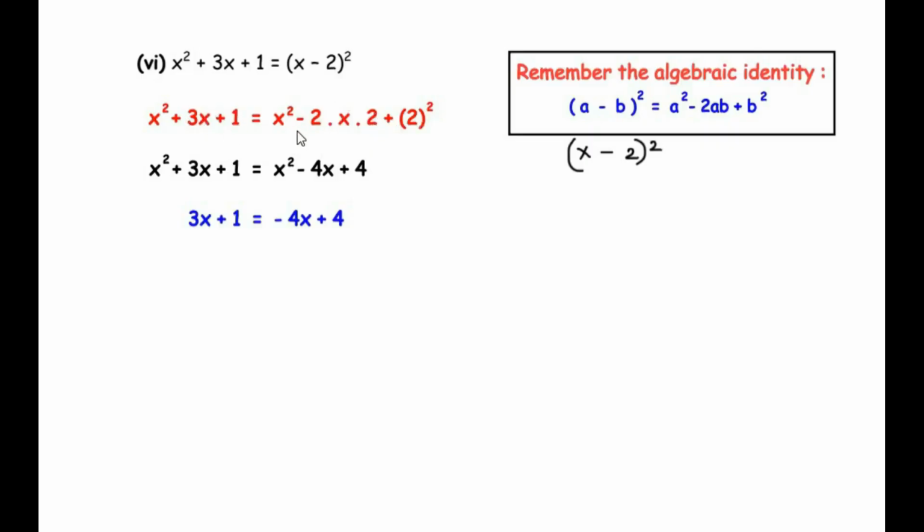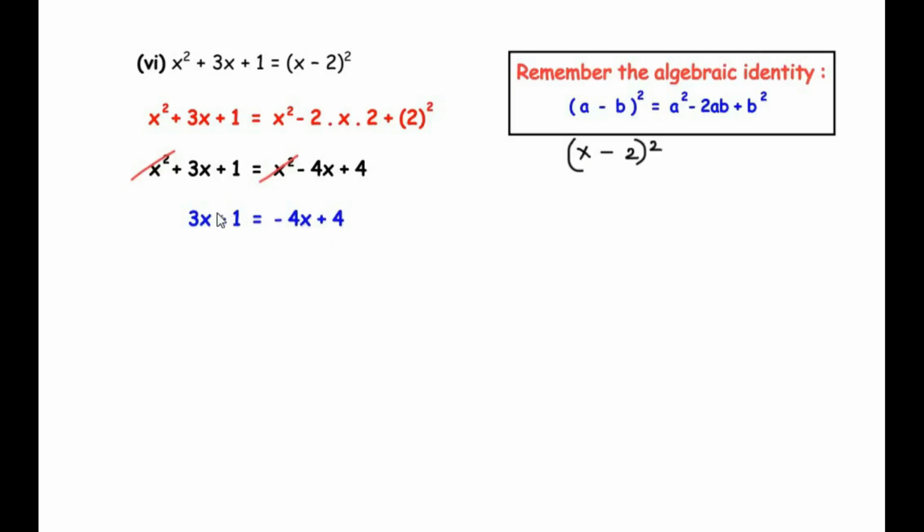Now simplifying this we get x² + 3x + 1 is equal to x² - 2 times x times 2 gives us -4x + 2² is 4. So here x² and x² will get cancelled from both the sides of the equal to sign. That is, they will get subtracted. So we are left with 3x + 1 = -4x + 4.